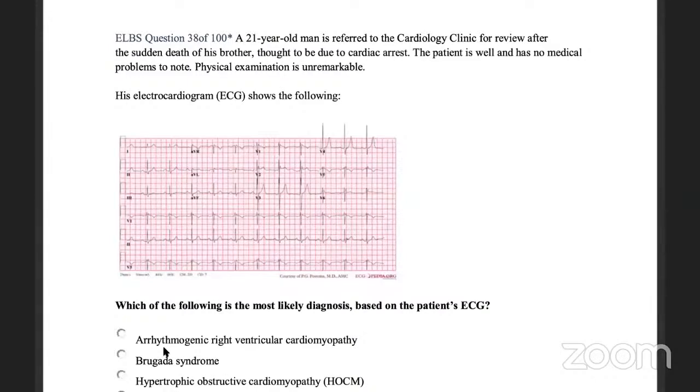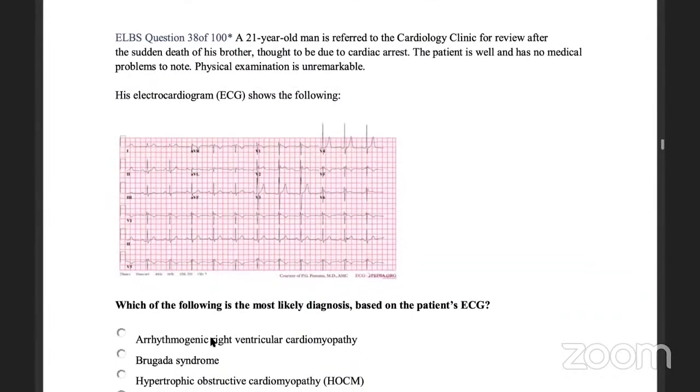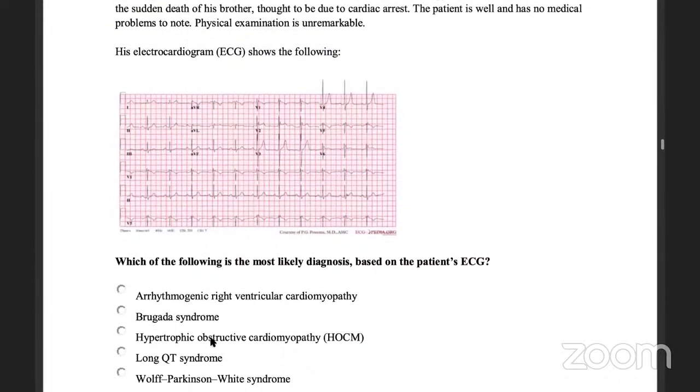Which of the following is the most likely diagnosis based on the patient's ECG? How many ECGs do they give? Already we found 3 ECGs. A 21-year-old man is referred to the cardiology clinic for review after the sudden death of his brother, thought to be due to cardiac arrest. The patient is well and has no medical problems of note. Physical examination is unremarkable. Okay. So, ARVC, Brugada, HOCM, long QT, Wolff-Parkinson-White syndrome?